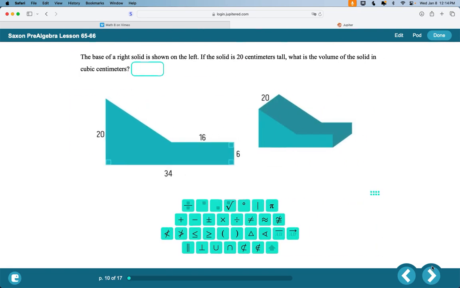Moving on to the next problem though. So here we've got a base of a right solid. I think this is the point in which you have not solved. Have you solved any of these?